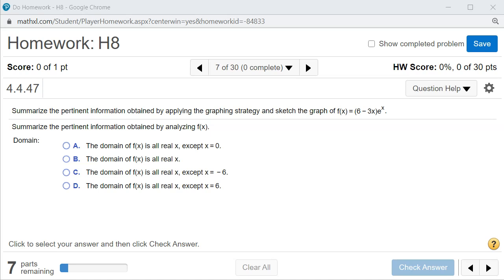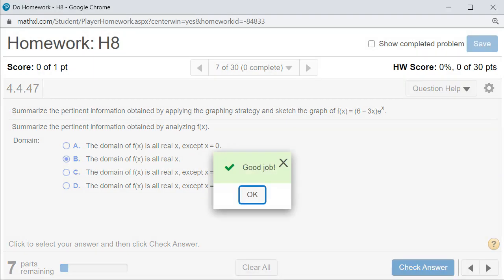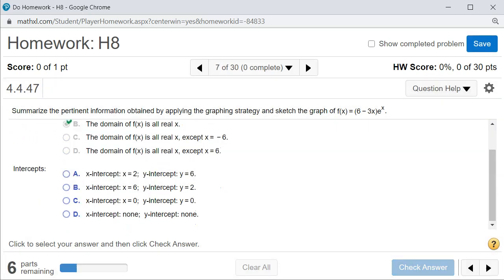All right, so this is not a fraction. There's no square root or anything like that. So this is defined for all real numbers. So B. All right, check the answer. All right, we got that. All right, next part. We want to find intercepts.